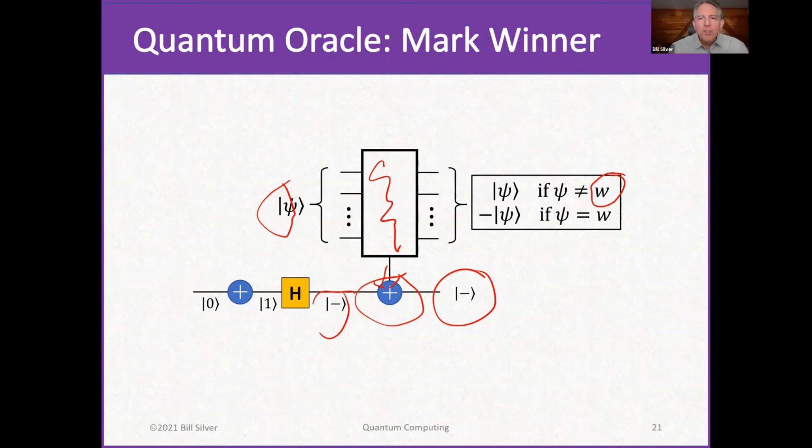You can also arrange this, by the way, so that there's more than one winner. We're only going to be looking at the one winner state, but you can generalize this to an arbitrary number of winners, but we're not going to do that. Just trying to keep it simple. All right, so that's the quantum oracle.